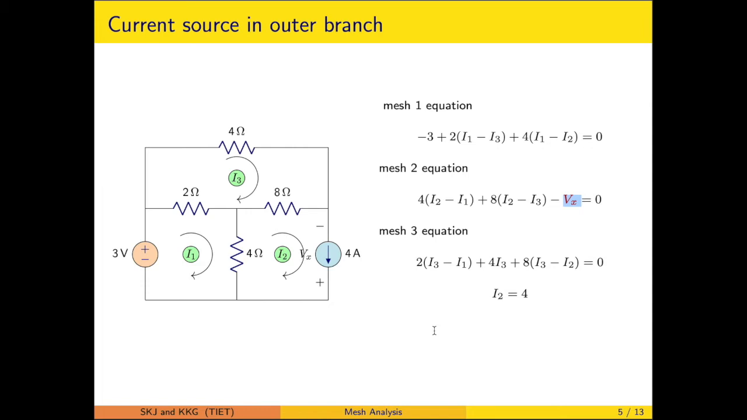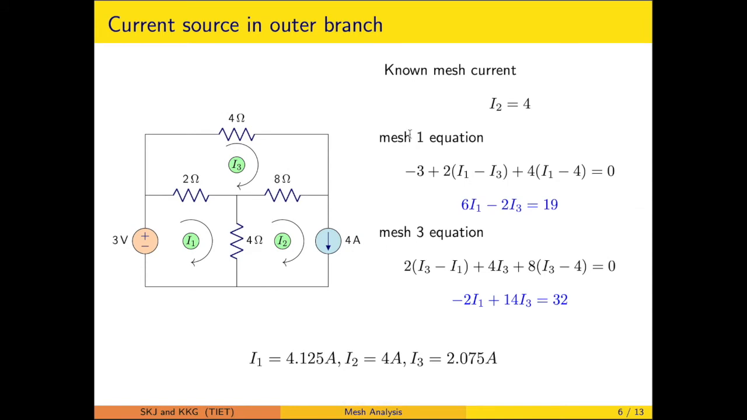However, this can be simplified by making use of the fact that this current is already known, and there is no need to write the mesh equation for the second mesh. So we will be dealing with a reduced number of variables. However, the equations for mesh 1 and mesh 3 have to be written the way they were written earlier. The known current is written primarily, then the mesh 1 equation is written.